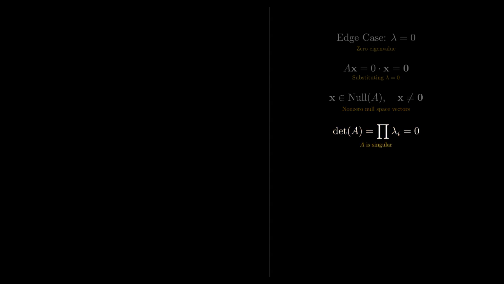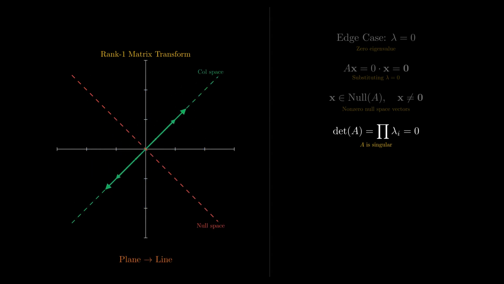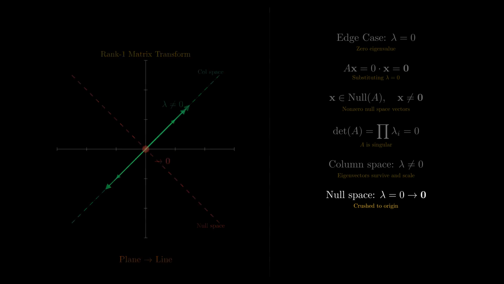Here's the key consequence. If any eigenvalue is 0, the matrix is singular. Its determinant is 0, and it crushes space by at least one dimension. Picture a rank 1 matrix collapsing the entire plane onto a single line. Vectors along the output line are eigenvectors with a non-zero eigenvalue. They survive the transformation and just get scaled. But vectors in the null space direction get crushed all the way to the origin. These are eigenvectors with lambda equals 0.